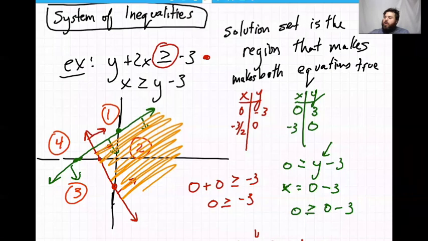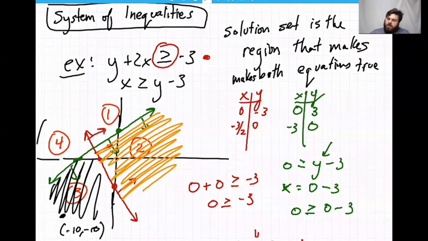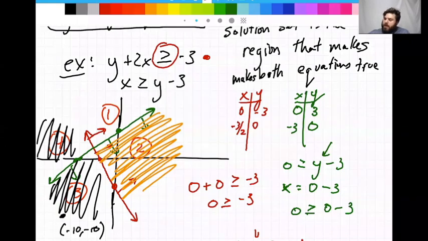Now, alternately, once you graph the 2 lines, you could just pick a point right here. Okay, this is negative 10, negative 10. You could plug that into both equations and see if it's true. But then I think you have to test 4 different locations. And so this way, if you just test 0, 0, you'll know whether to shade towards or away. And if it was supposed to shade away, then you would shade this region or this region, depending on which line it was. So you kind of have to play around with that, but that's the idea there with systems.